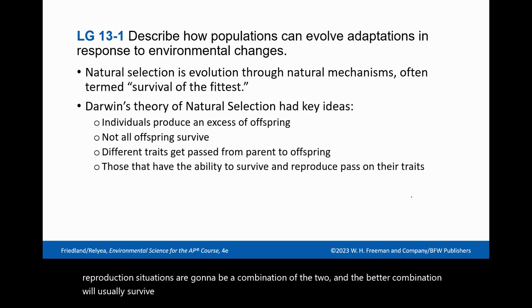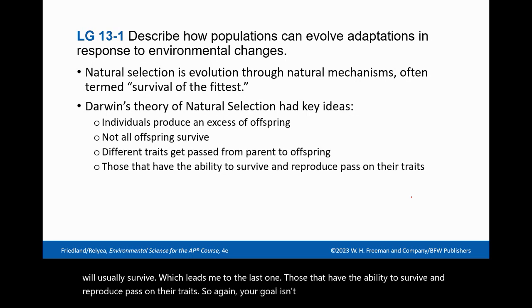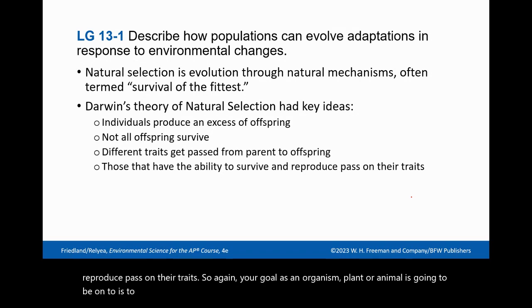Which leads me to the last one: those that have the ability to survive and reproduce pass on their traits. So again, your goal as an organism, plant or animal, is to pass your genetics on, and the way that you do that is to be best adapted for your environment.